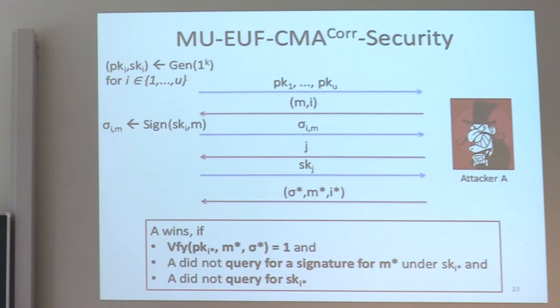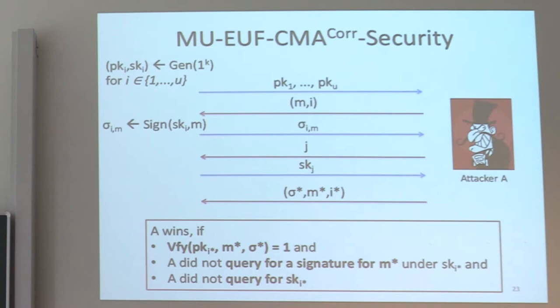And we say that basically A breaks the security of the signature scheme if this is a valid signature, and the attacker is non-trivial, which means that it must not have asked for a signature for this particular message under this given secret key, and of course it must not have asked for the corresponding secret key, because otherwise it's quite pointless. So this is the security notion that we want to achieve.